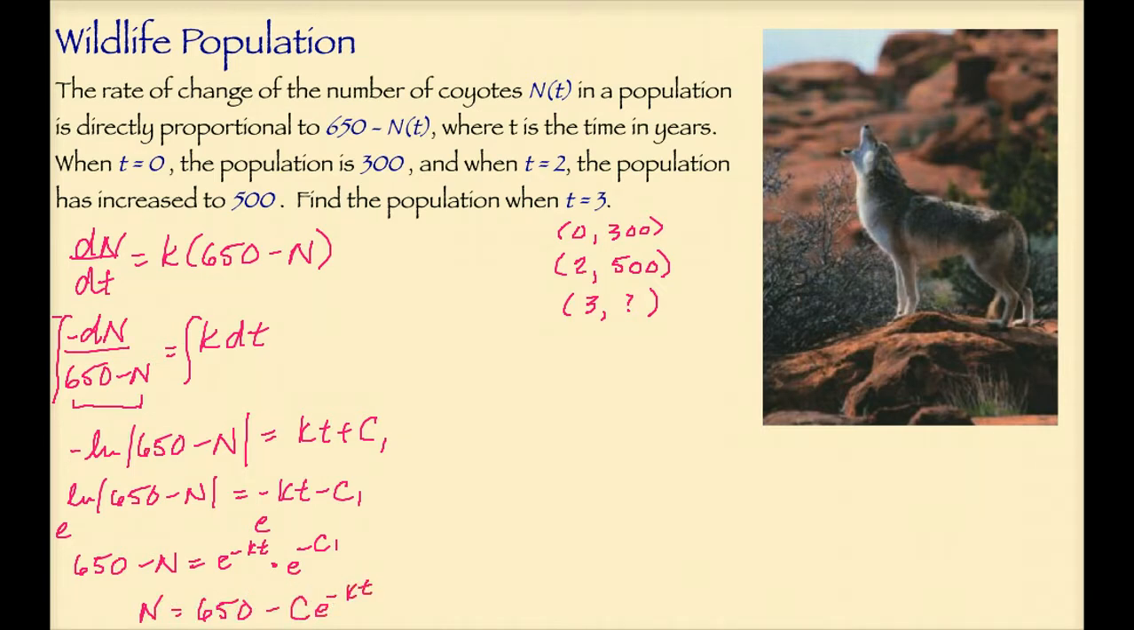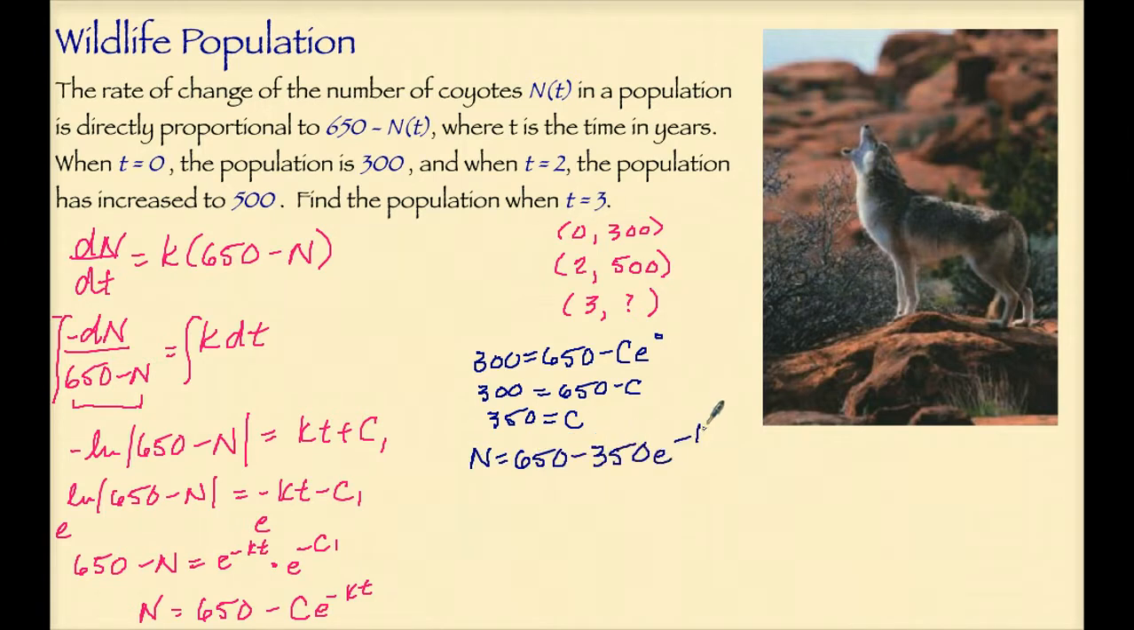Now let's use our initial conditions to solve for the specific c. We'll start with 0, 300. 300 is equal to 650 minus c times e to the 0 power. This means 300 is equal to 650 minus c, which means that 350 is equal to c. This makes our equation n equals 650 minus 350 e to the negative kt.